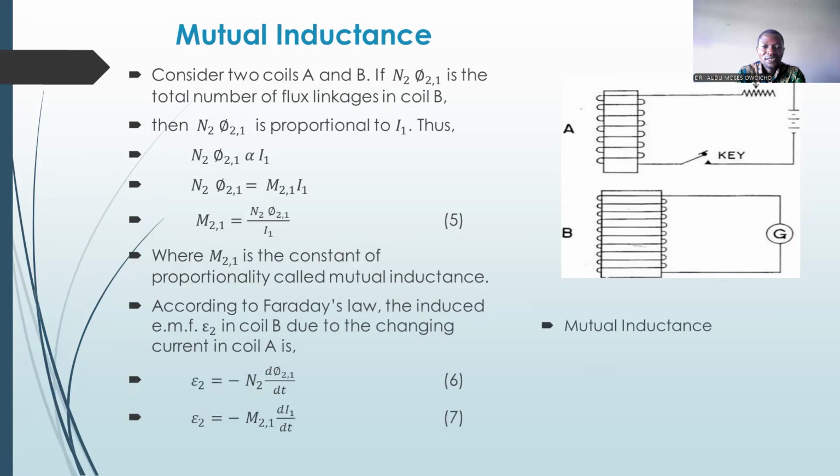Then, according to Faraday's law, the induced EMF in coil B, the second coil, due to the changing current in coil A, is given by equation 6. And if we simplify further, we will have equation 7, which is the induced EMF in coil B with respect to the rate of change of current in coil A.